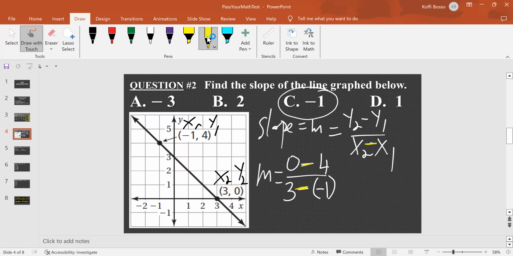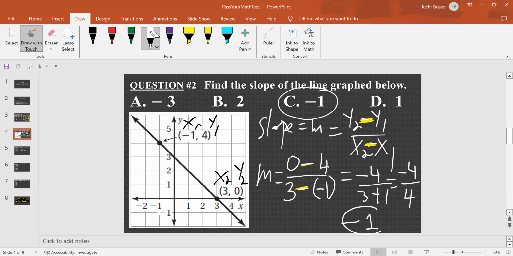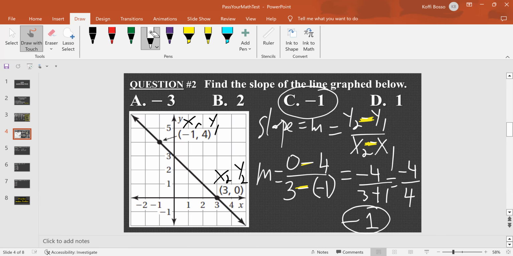So what I highlighted here in yellow is the negative sign from the formula, but x1 is another negative value. So therefore, we're going to have the top as negative 4 divided by 3 plus 1. So 3 minus negative 1 is 3 plus 1. And you're going to have negative 4 on top divided by positive 4. And negative 4 divided by positive 4 is negative 1. So we get the same answer using the formula.